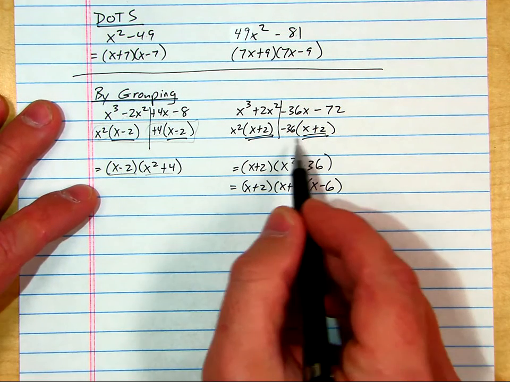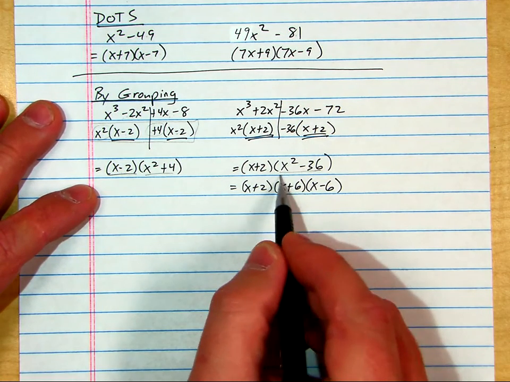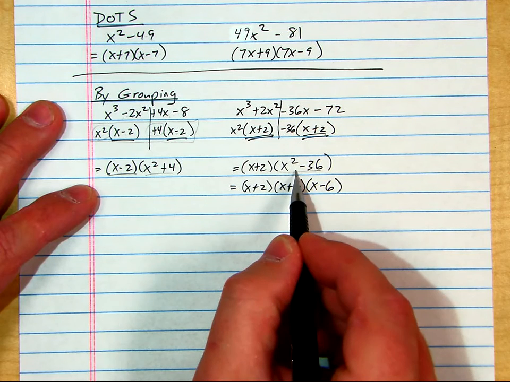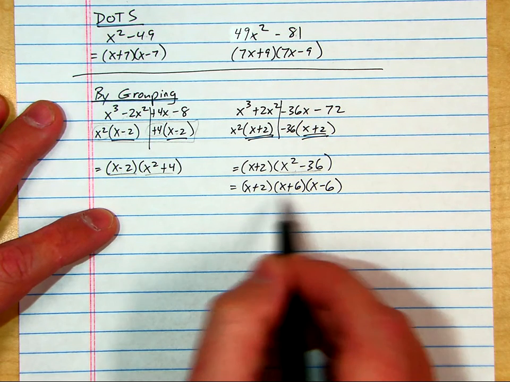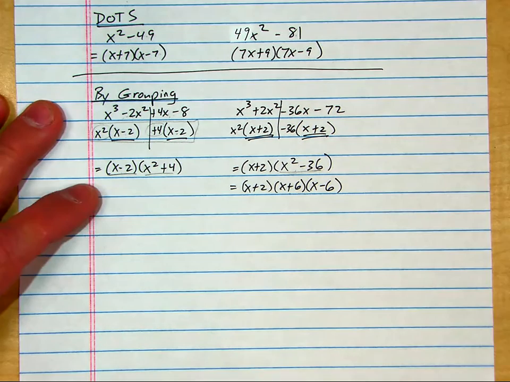Same example over here. You can look at the examples, but sometimes the binomial x squared minus 36 is again going to be another difference of 2 squares that allows you to factor it further, and this would be easy to graph. Okay, so that's your review for factoring.